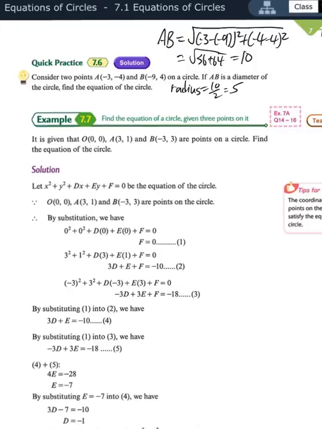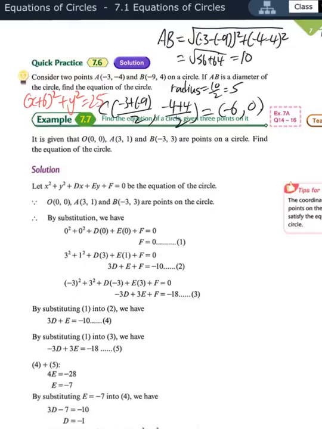How about the center, which is the midpoint of AB: the sum of x coordinates over 2, the sum of y coordinates over 2, which is (-6, 0). Therefore, the equation of the circle should be (x - (-6))², that should be (x + 6)², plus (y - 0)², that should be y², equals 5², that is 25. That should be the answer.